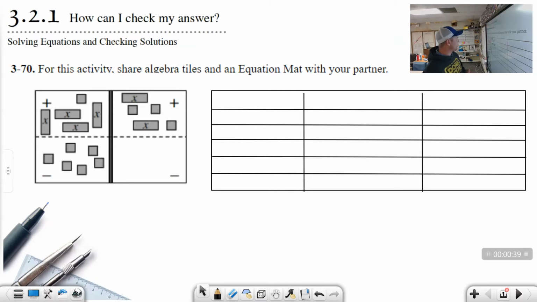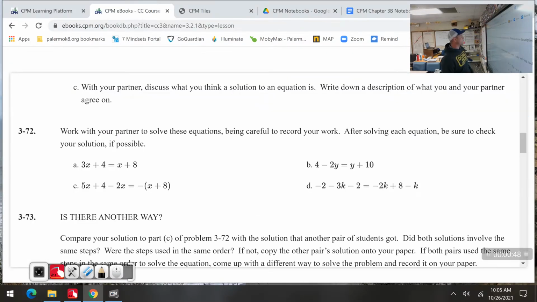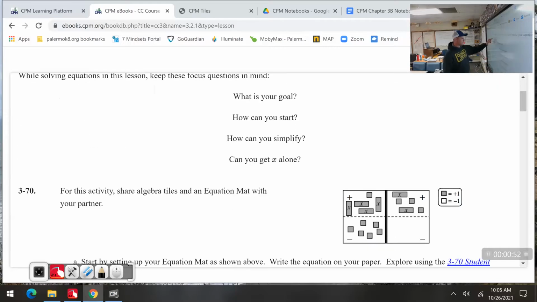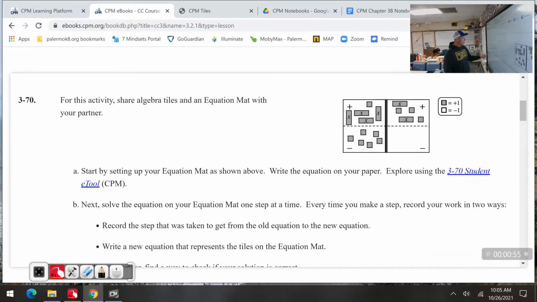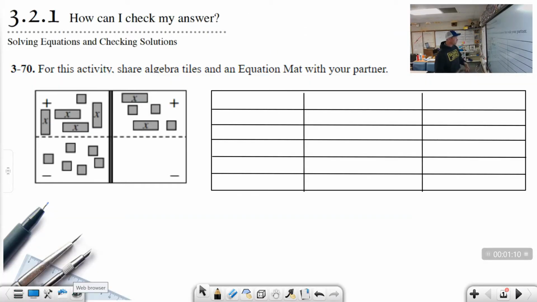So today we're using our equation mat, and what's really handy for today is going back to CPM, where you'll notice that we have an E tool to use. That would be fantastic for your use today. So today we're going to start off with problem 3-70. Let's take a look at what problem 3-70 is asking.